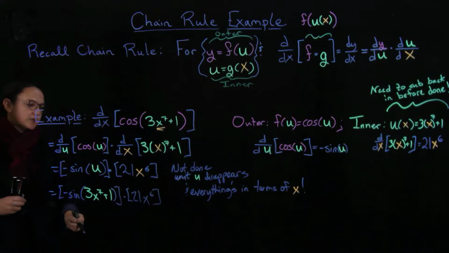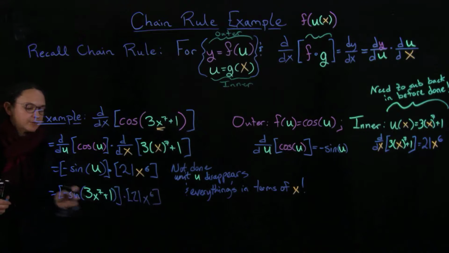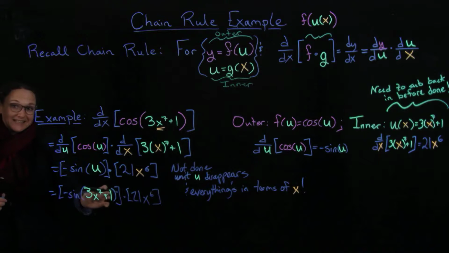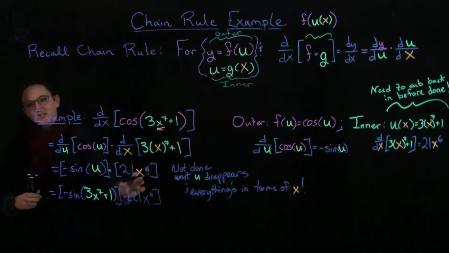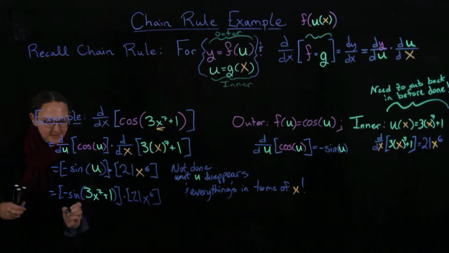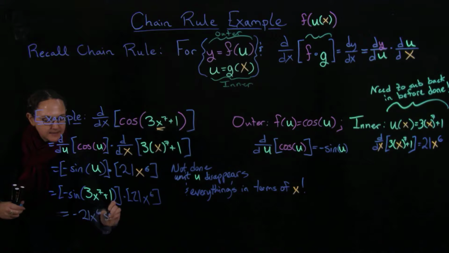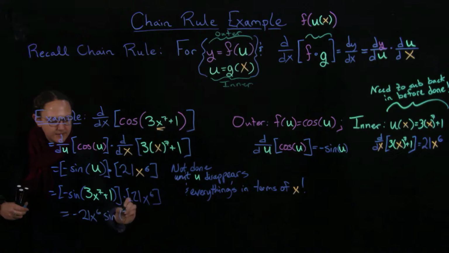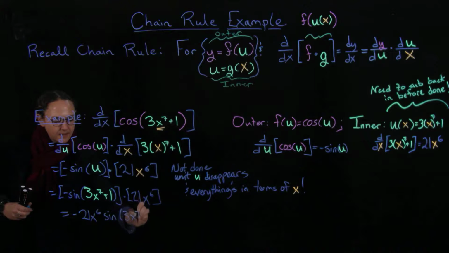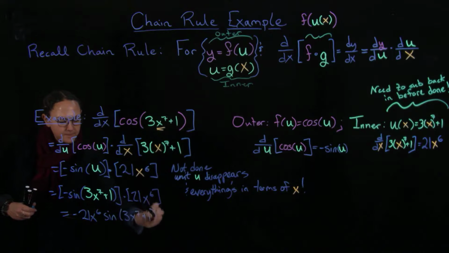And the one thing I like to do, as I've kind of mentioned before, is to bring this in front so that it's clear what belongs inside of the sine function and what it's being multiplied by. So this is going to equal minus 21x to the 6th times sine of 3x to the 7 plus 1.